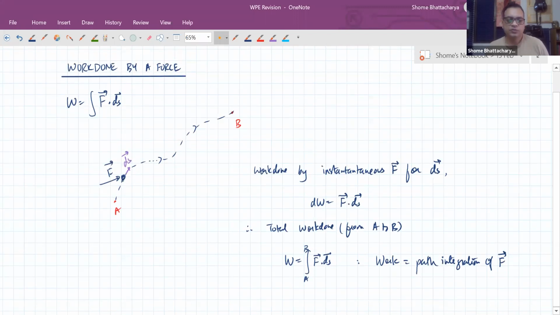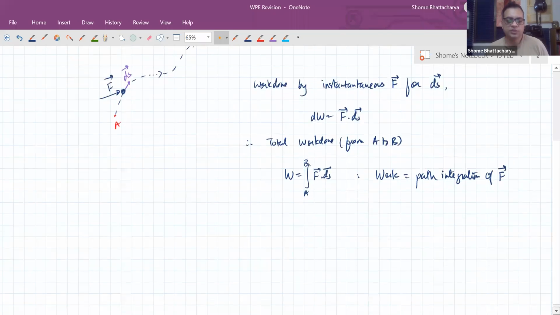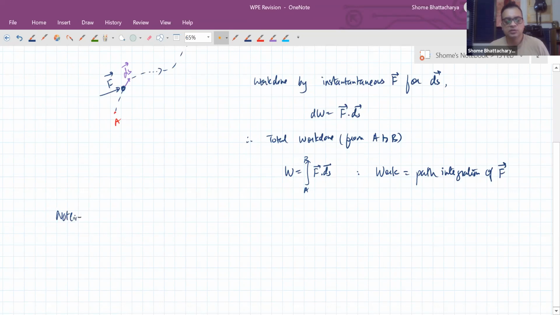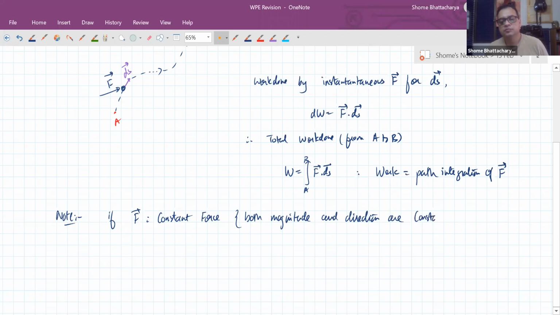However, the very important special case over here is what if the force is constant, that is, the magnitude and the direction of the force are constant. In that case, this definition of path integration reduces to a simple dot product of force with displacement. So the important exception to remember is that if F is a constant force, that is, both magnitude and direction are constant, then this path integration simply reduces to the scalar product of force and displacement.